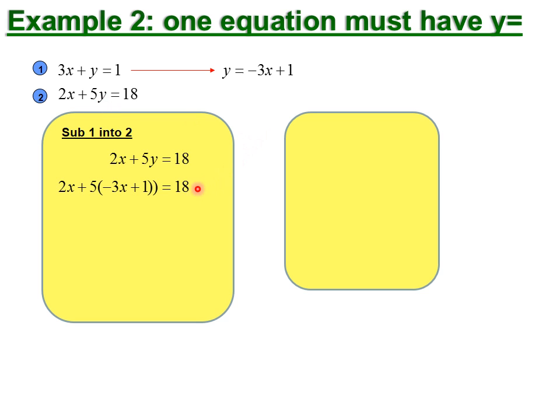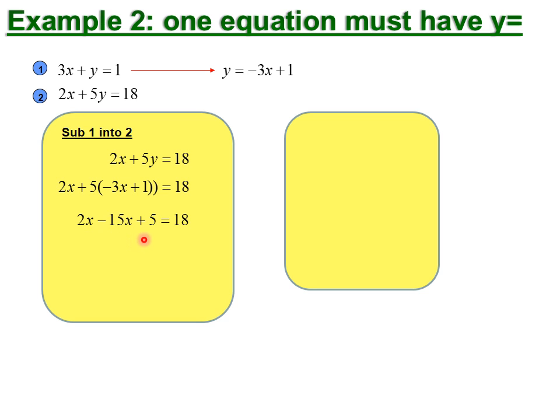Okay, so now we can just tidy up, and we're going to use some BEDMAS. So we have some brackets to expand. Notice the 5 will multiply into the bracket, into both terms first. So the 2x stays the same. 5 times negative 3x is negative 15x. 5 times 1 is 5, and the 18 stays.